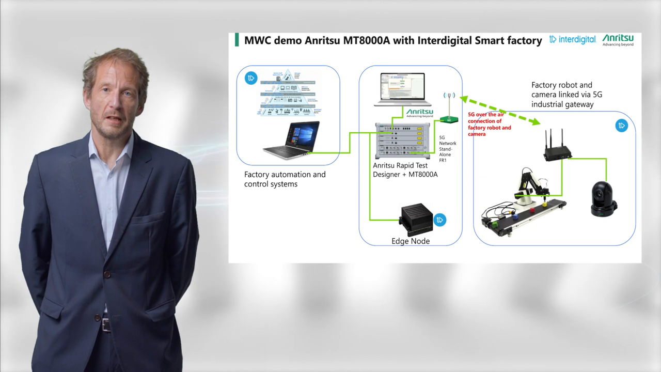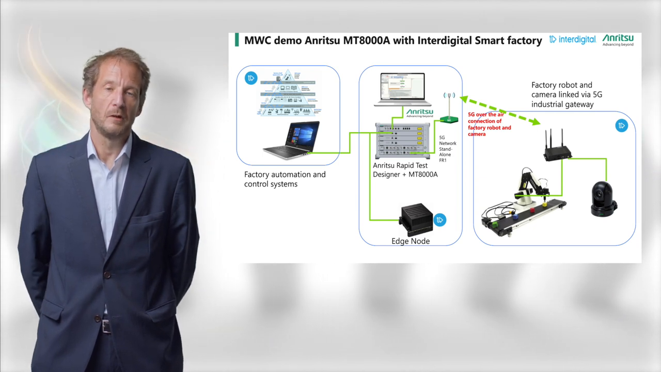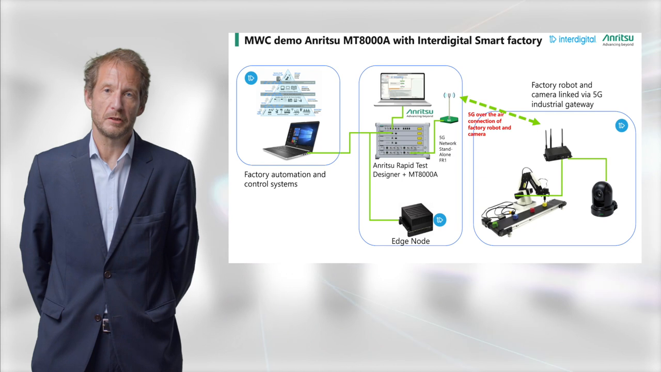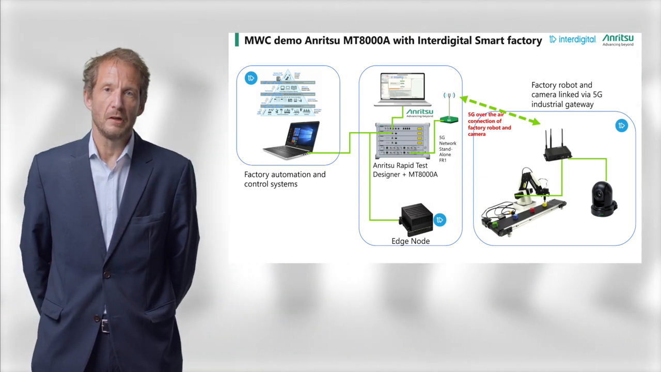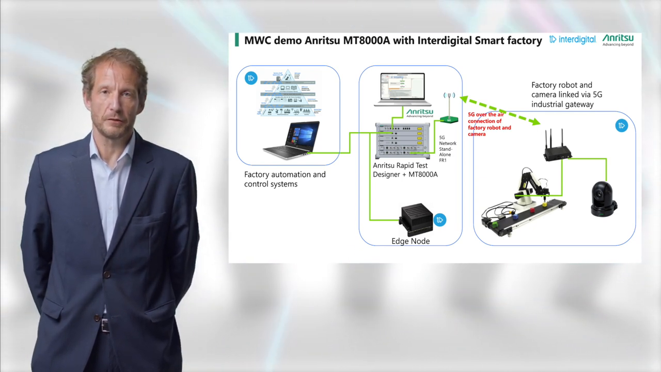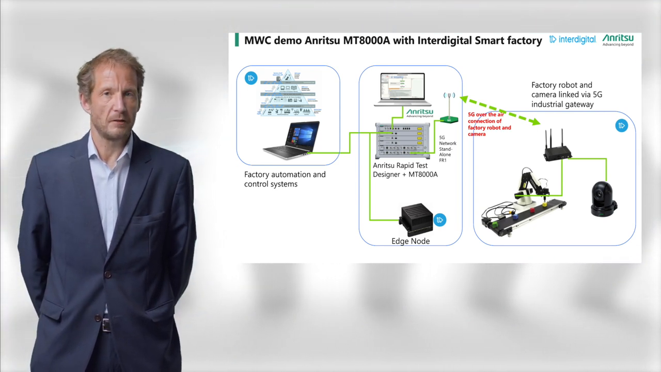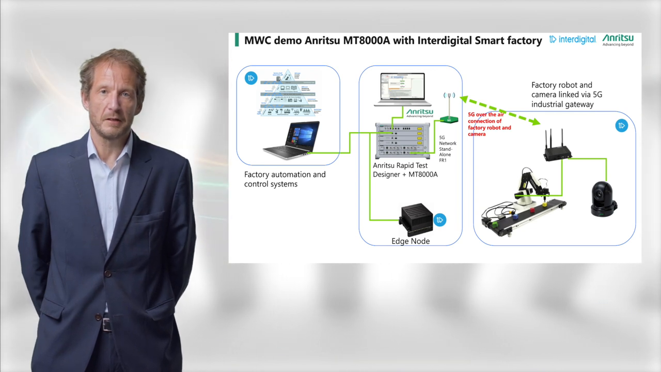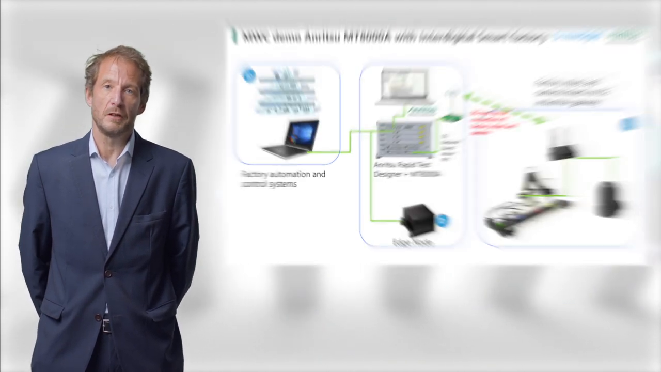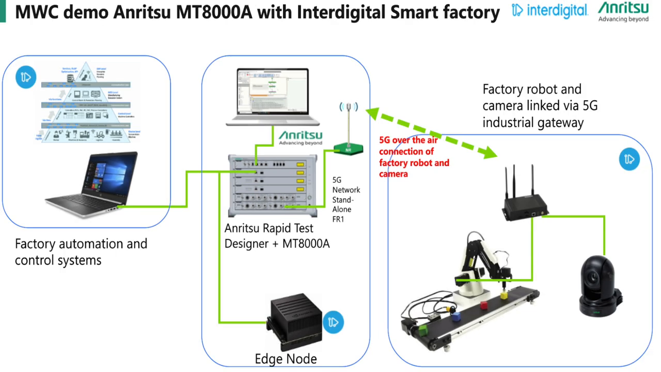Our demonstration today is showing a smart factory scenario where we have a video camera monitoring a conveyor belt and a robot arm which is actually taking objects off the production line if they are faulty. The demonstration shows the Anritsu MT8000 network simulator providing the network slice capability to the devices on the factory floor, and we have an InterDigital edge node which is doing the processing of the video feed from the camera and sending the real-time commands back to the robot to control the factory production process.